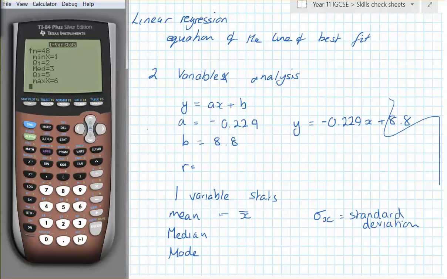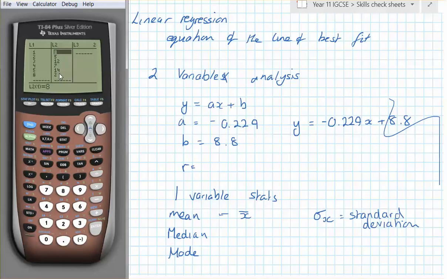Okay. The max value is 6, easy situation. We've got all those statistical values. What about the mode? Look at the table and tell me which one appears the most. The mode is 5, because it's got the most in it. That's what we have.